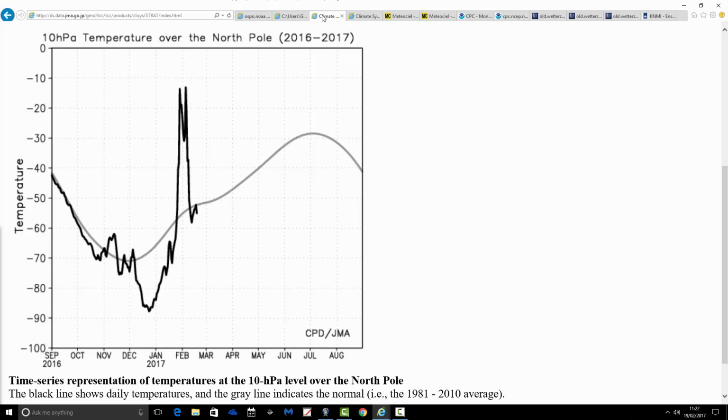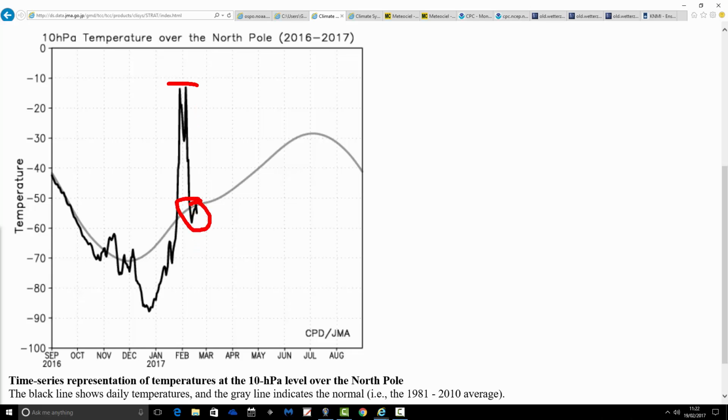This is the temperature at 10 HPA over the North Pole. That's one of the highest levels of the atmosphere, in the stratosphere. This is from the JMA. We had our stratospheric warming at the end of January and the start of February, just here. Of course, the temperatures then reduced through early February, because we can't maintain those high temperatures in the stratosphere all that long.